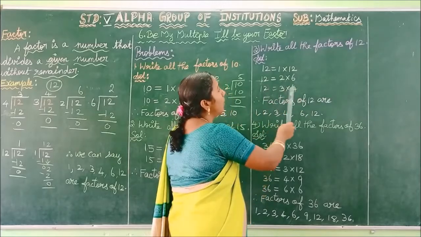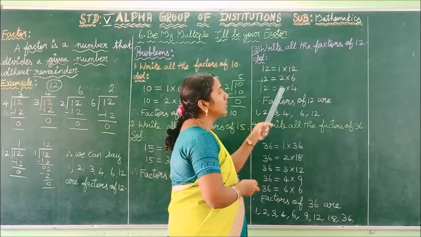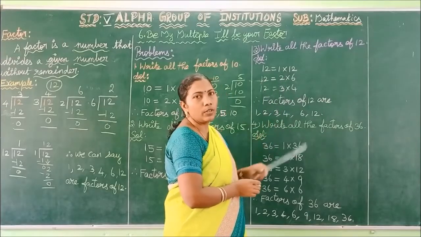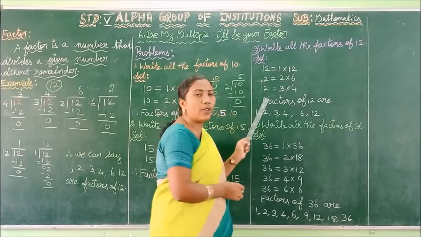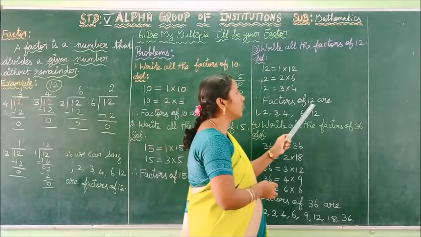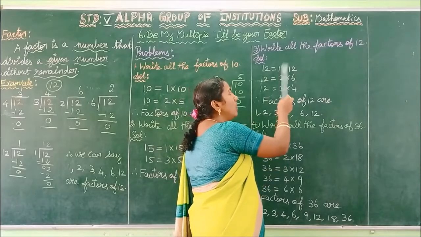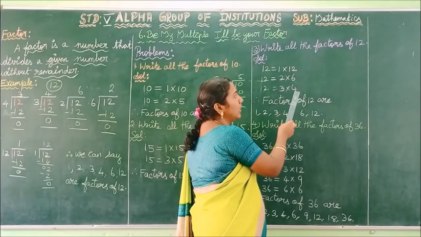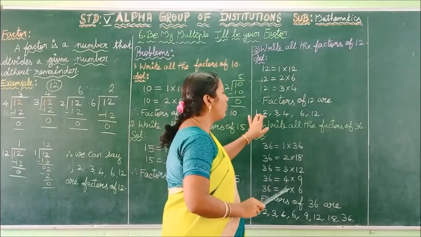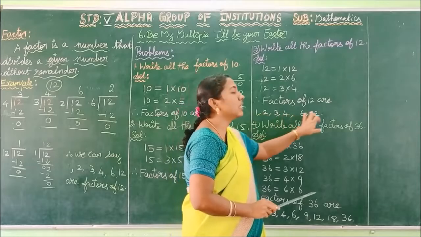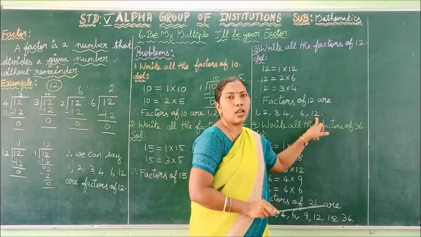So what are the possible ways of writing 12 as a product of other numbers? 1 into 12, 2 into 6, 3 into 4. These are the possible ways. So you have to stop up to this. Now we are going to write the factors of 12. So what are the factors of 12? You have to write all these numbers in ascending order. First you have to write 1 and then 2 and then 3 and then 4 and then 6 and then 12 lastly. So what are the factors of 12? 1, 2, 3, 4, 6, 12. So how many factors? 1, 2, 3, 4, 5, 6. There are 6 factors of 12. Okay.